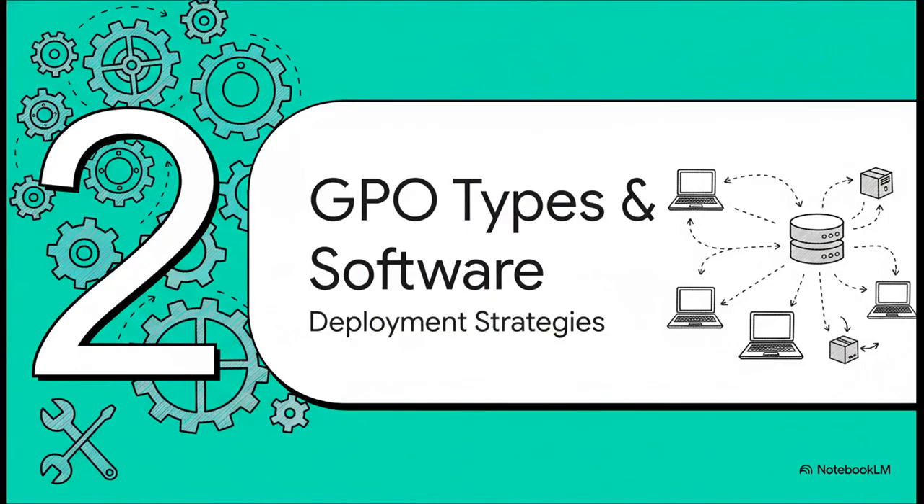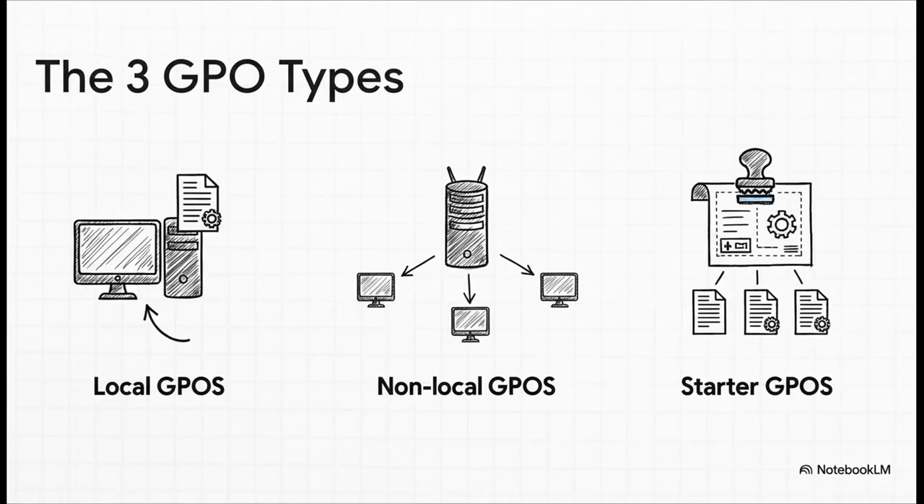Okay, next up, let's talk about the different tools in your toolkit, the actual types of GPOs you'll be working with, and one of their most powerful functions, deploying software across your entire network. You need to know 3 types of GPOs. First, you've got local GPOs. They live on a single machine and, frankly, have the lowest priority. Then you have the non-local, or domain GPOs. These are the real workhorses, stored in Active Directory for centralized management.